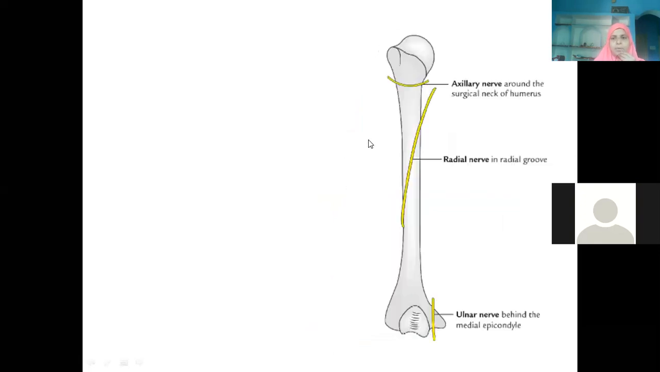Now what are the various nerves which are related to the humerus bone? See the neck, this I told you. What neck is this? Surgical neck.